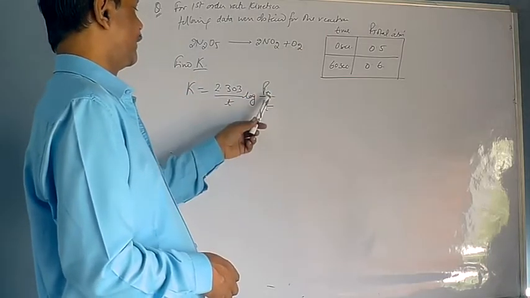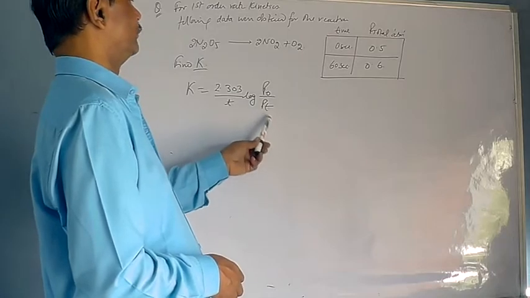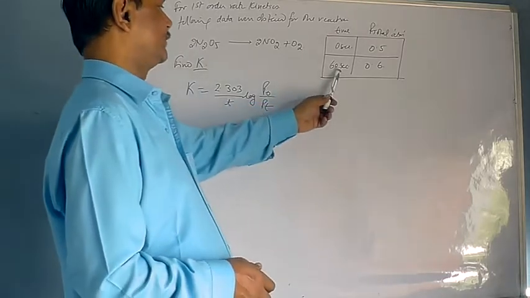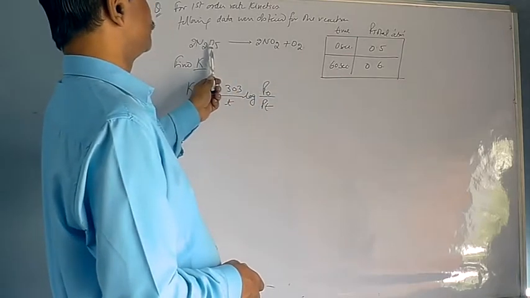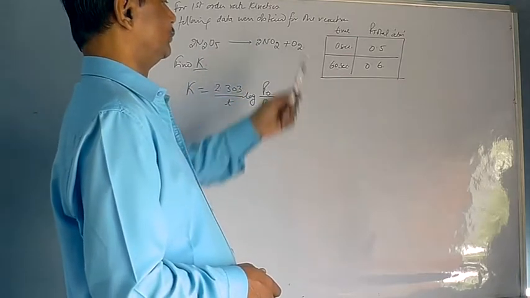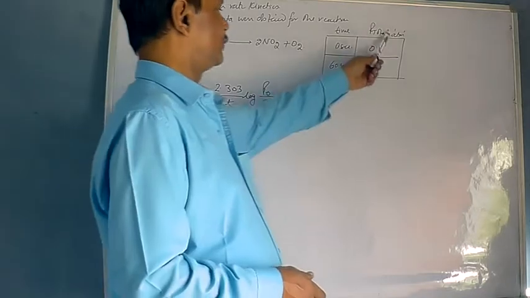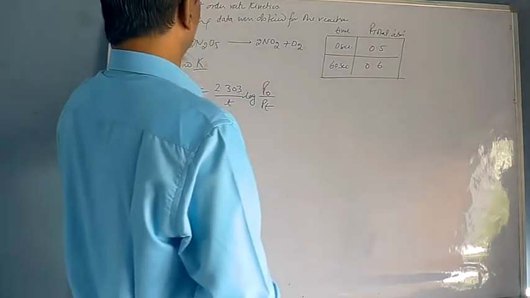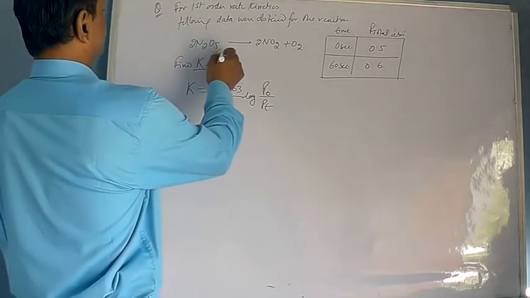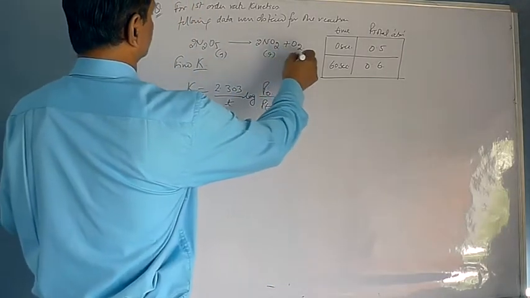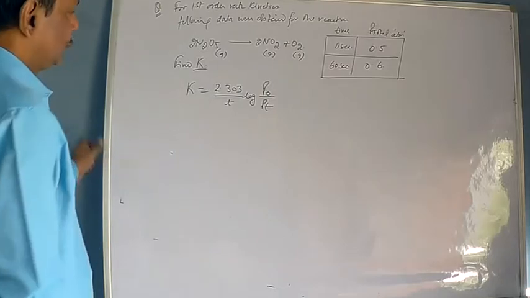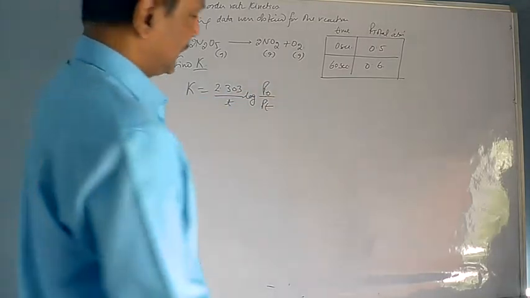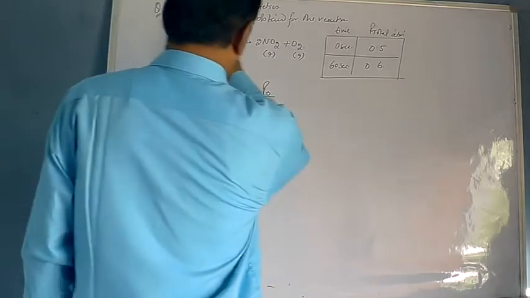But we don't know the pressure of N2O5 after 60 seconds, because once 60 seconds is over, N2O5 has dissociated to give us NO2 and O2. So the pressure observed was 0.6, and this 0.6 corresponds to all, because all are gases. So we know P0, but we don't know the pressure at time t. For that, we'll have to work on this reaction.